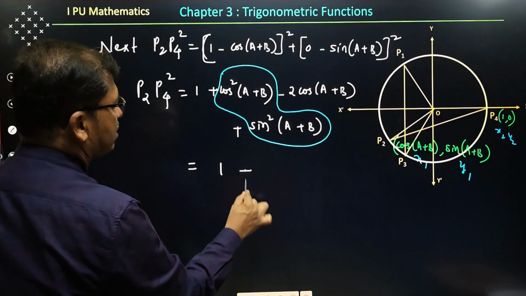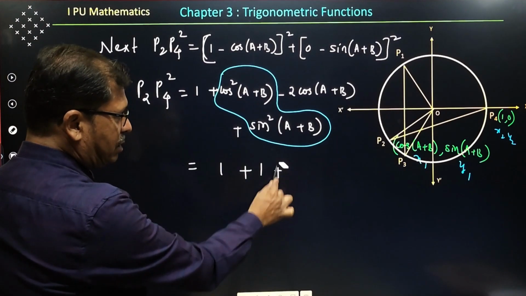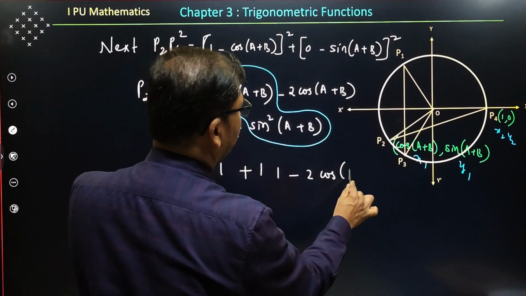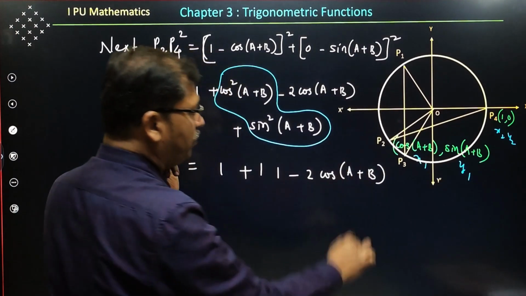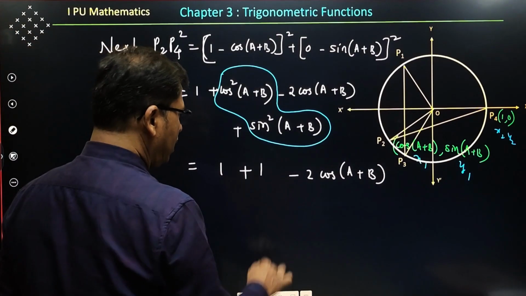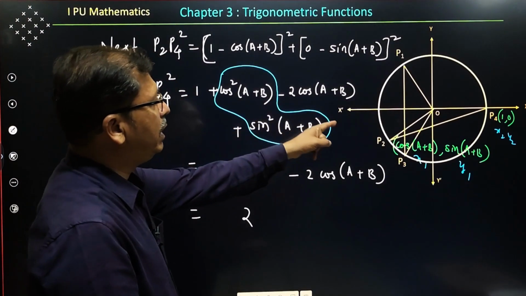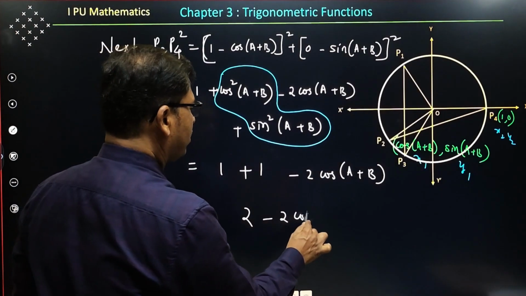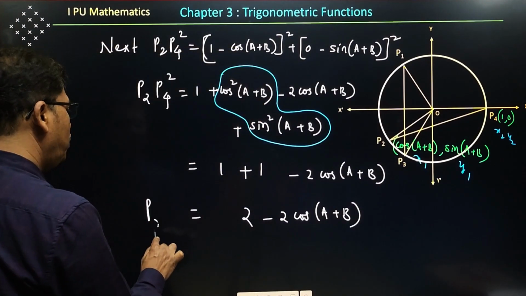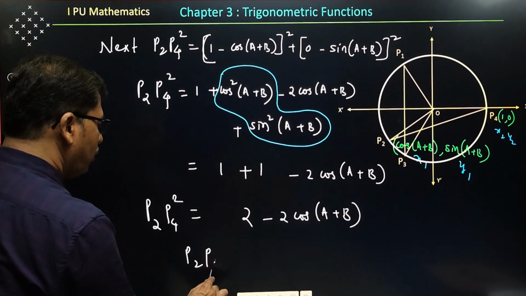This is 1 plus 1, 2. Now I have rounded it up, see, what is its value? Sorry, not plus, minus is there. Which minus? Minus 2 into cos of a plus b is there here. 1 plus 1, 2, minus 2 cos of a plus b. So this is the answer for P2 P4 square. You may take one more step like this. P2 P4 square is equal to 2.